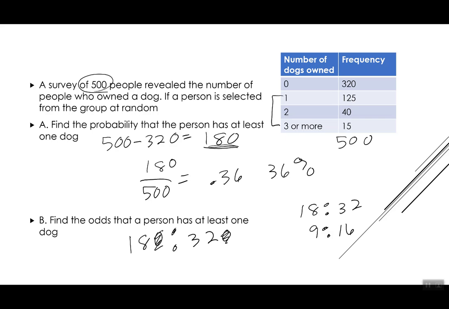We can see a big difference in the expression, right? We can see 36% of people have at least one dog compared to 9 to 16 as the odds. So you just want to make sure anytime you see odds, you slow yourself down. You don't put that whole number in the denominator, and you do for and against.